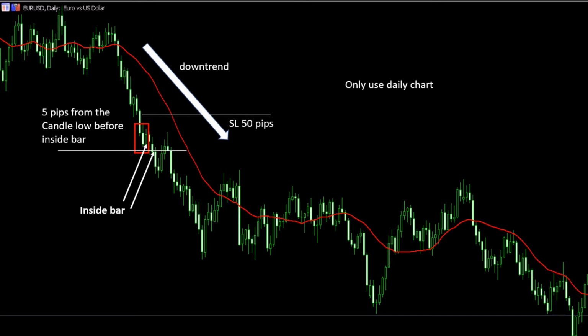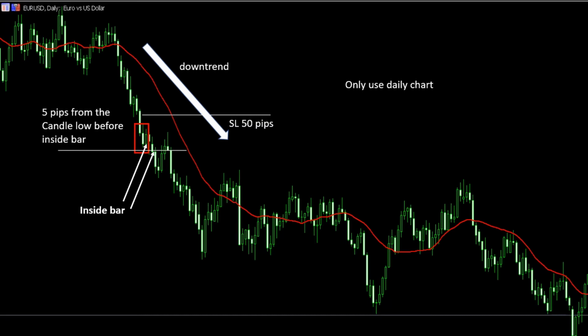So in this case, this is a previous candle and this is the candle called inside bar, meaning the high of the candle is lower than the high of the previous candle. Same thing, the low of the candle is slightly higher than the previous low. So this is called inside bar.